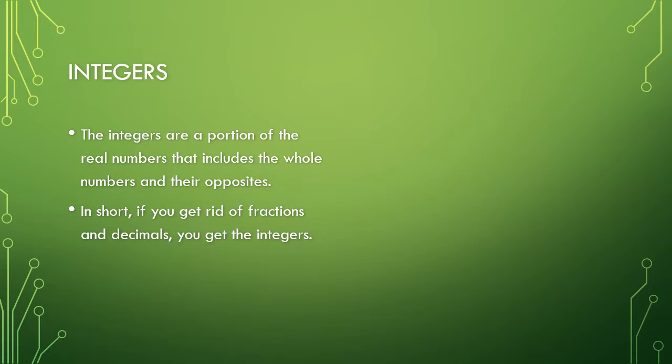The rational numbers can also be cut into the integers. The integers are the portion of our real numbers that include the whole numbers and their opposites. So if you think about that, that means if we get rid of our fractions and our decimals, we now have the integers. Here are some examples of integers.